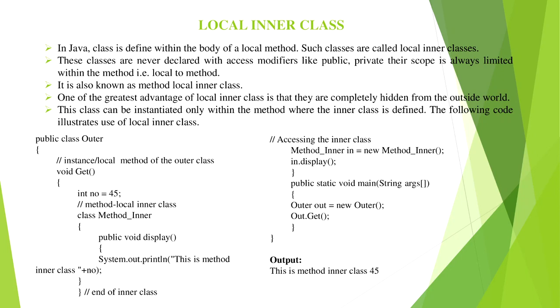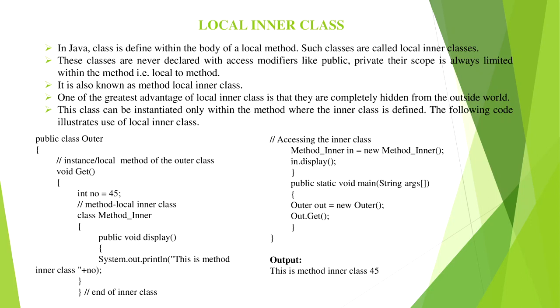Then accessing the inner class. MethodInner is the name of the inner class, and I create the object as in, and call the method display with the object, in.display. What happens? The control goes to the method display and prints the message: this is the method inner class, and the value as 45.